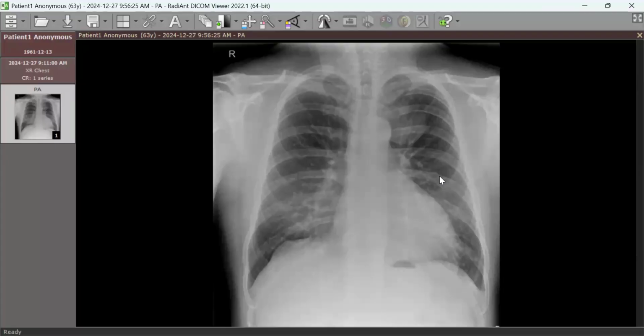Okay. So how can we get more information about the location of the lesion, whether it's anterior, in the middle, or in the posterior of the left hemithorax? We can take, if there's a lateral projection. No, not on this projection.